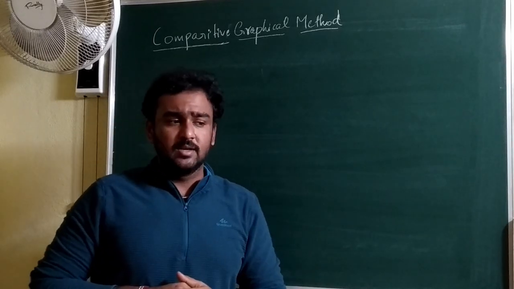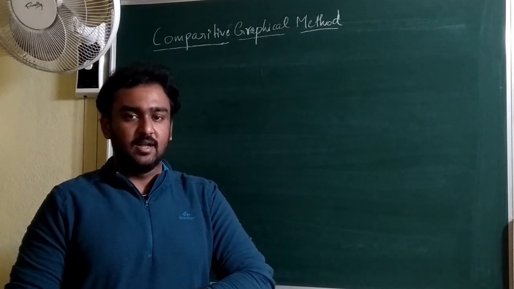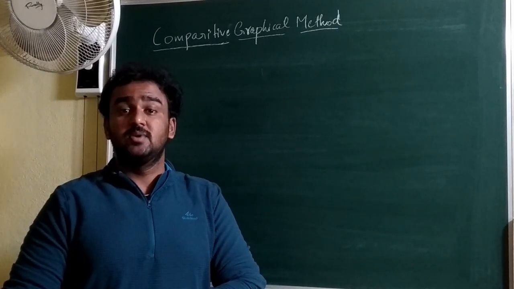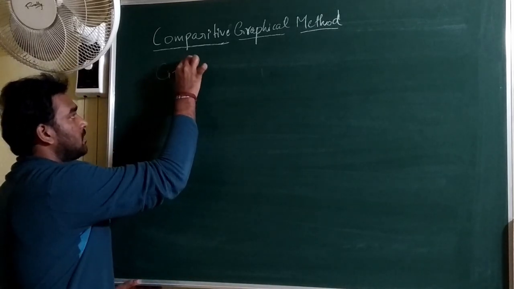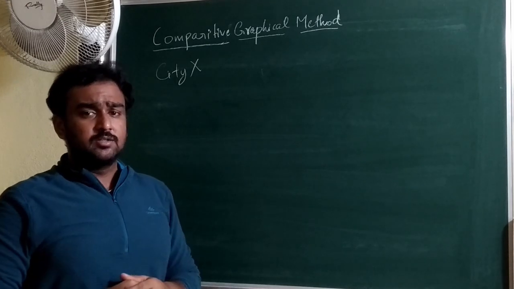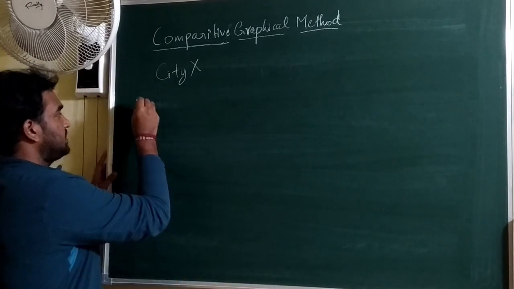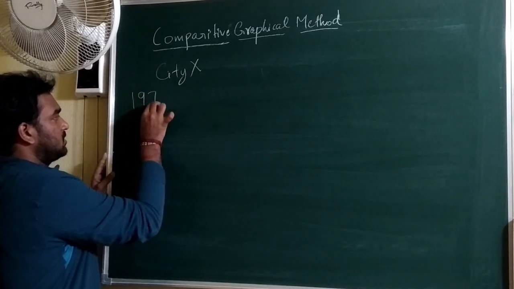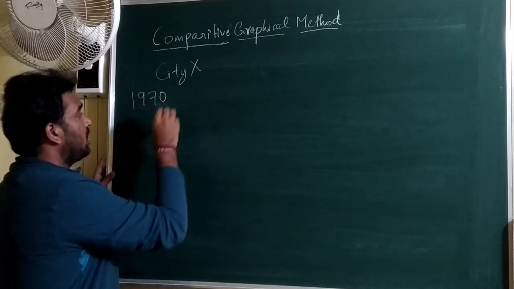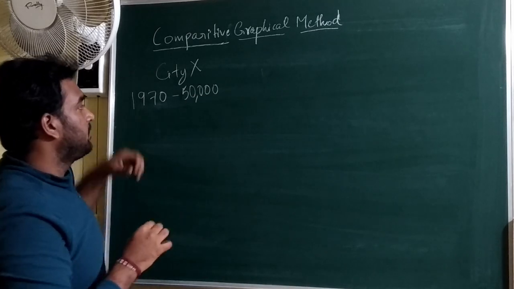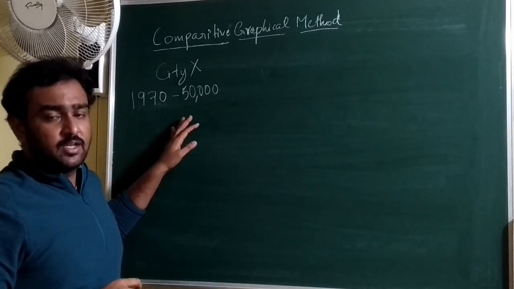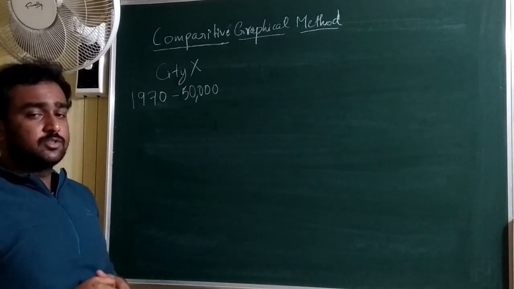What we do here is, first of all, we take a city under consideration whose population has to be estimated. Let it be city X. Its population records were analyzed, and the present known population was 50,000. So there is a necessity to estimate the population over the successive years.